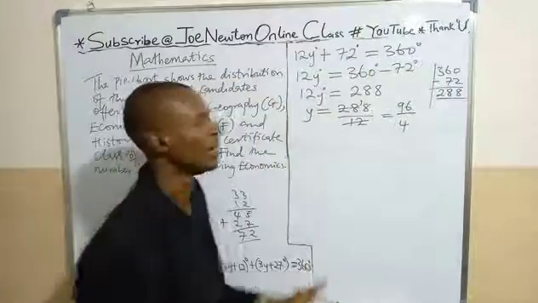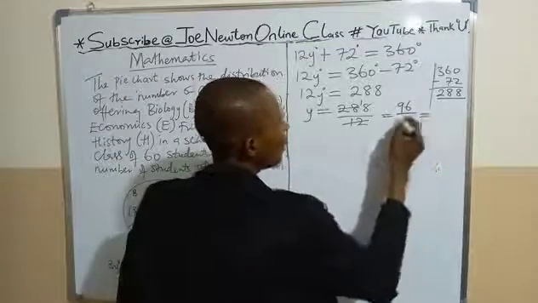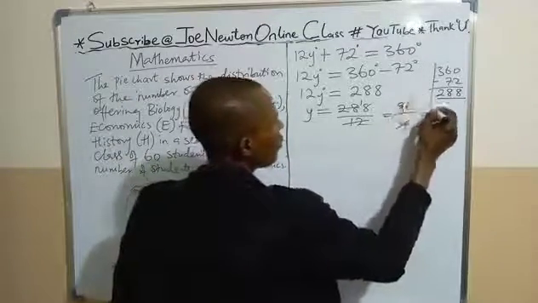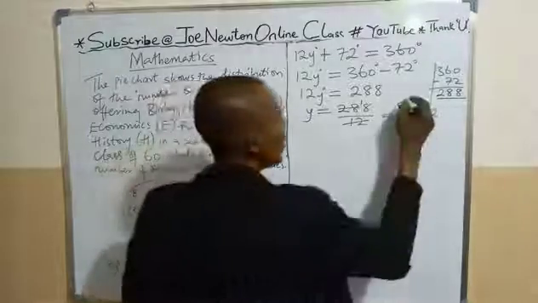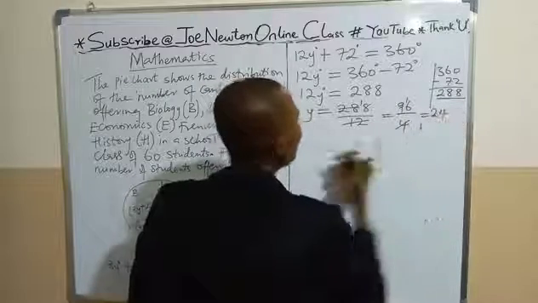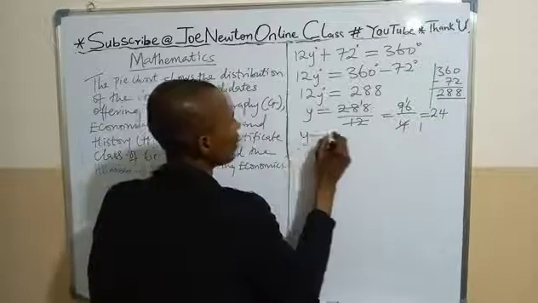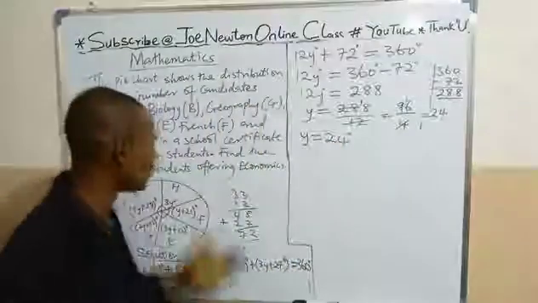Then we go further. We can divide this with 4. 4 divided by itself is 1. Then 4 divided into 9 gives us 2 because 4 times 2 is 8. Remaining 1. Add the 1 here, it becomes 16. 4 divided into 16 gets 4. So we have that our y equals 24 degrees. So that y that is hidden in the question is 24 degrees.